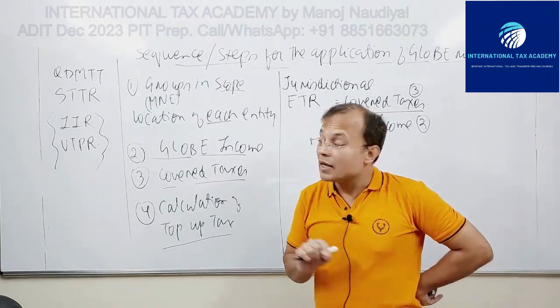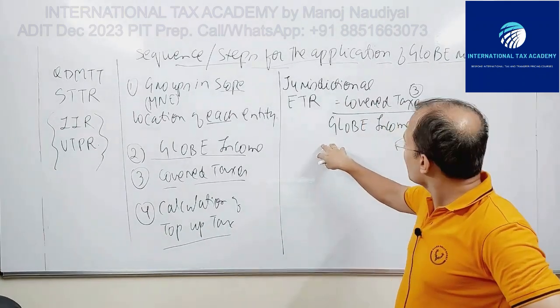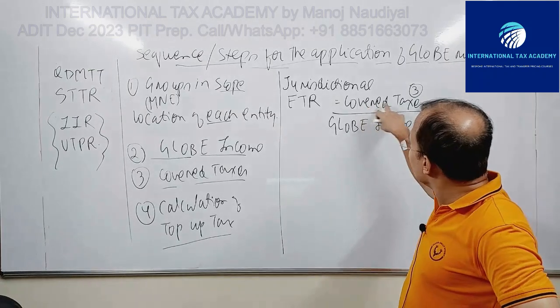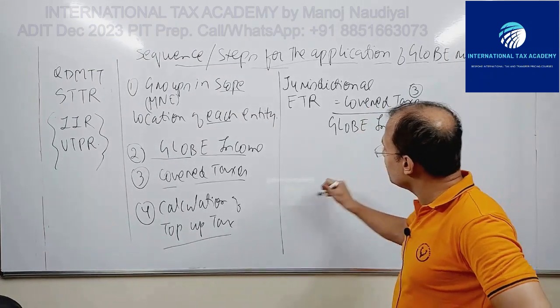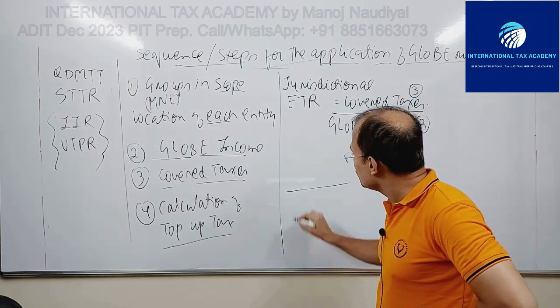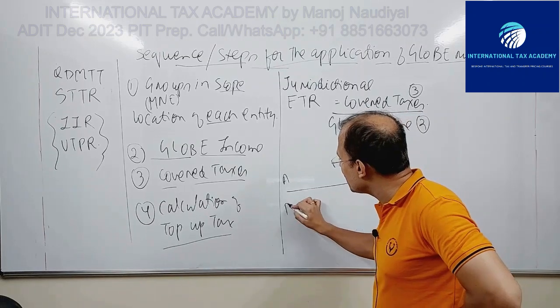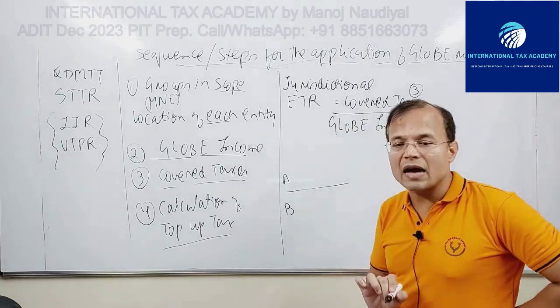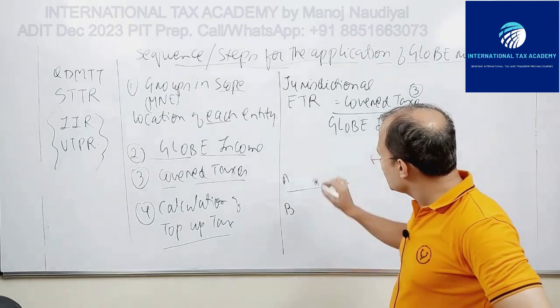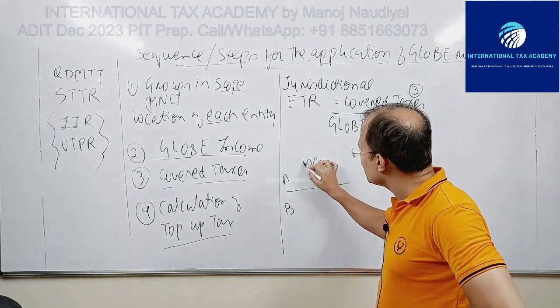And mind you, here, when you are talking about covered taxes and GLoBE income, supposing you have country A and you have country B. So supposing we have an M&E group, right? So ACO is the parent company.